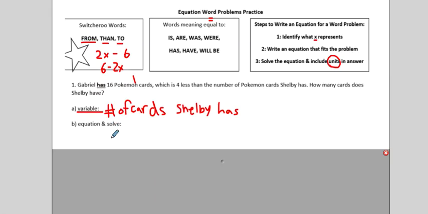So then the second part is to write the equation that fits the problem. So we kind of have to translate these words. All right, so our equation, Gabriel has. We know that has means equal to. So Gabriel has, we know that's equal, 16 Pokemon cards. Okay, so we know that 16 is equal to the equation of whatever Shelby has. And also it says which is. So when we see the is, we know it's talking about the 16.